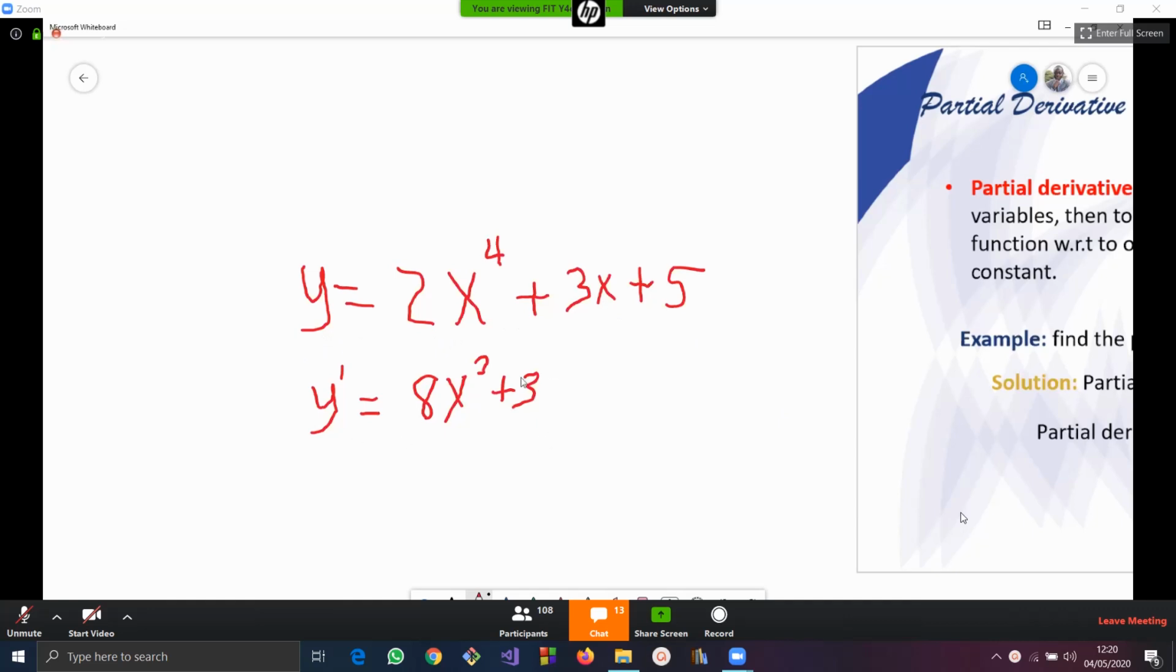But now let's compute the derivative of, let's say, now this one is not going to be y. This one is going to be a function, yj or whatever.